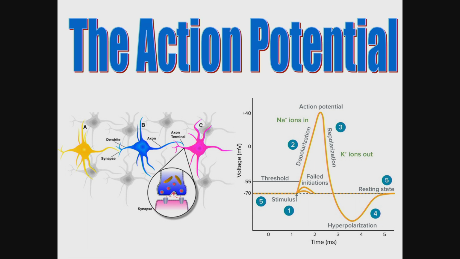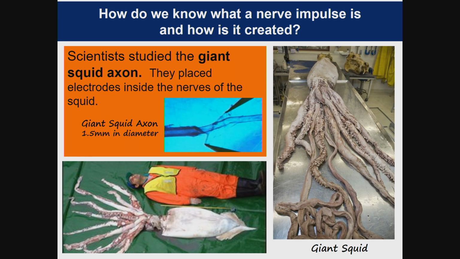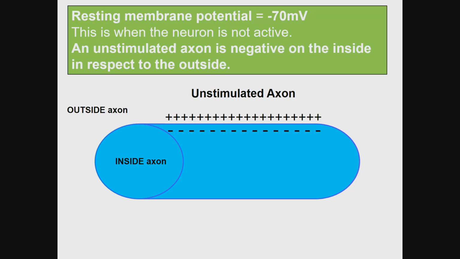The action potential. How do we know what a nerve impulse is and how it is created? Scientists studied the giant squid axon. They placed electrodes inside the nerves of the squid. They found that resting membrane potential inside the axon is negative 70 millivolts. This is when the neuron is not active. An unstimulated axon is negative on the inside with respect to the outside.